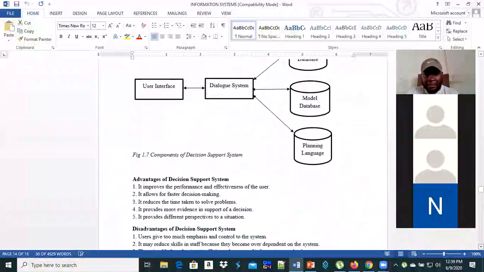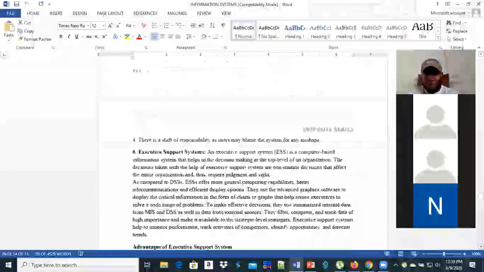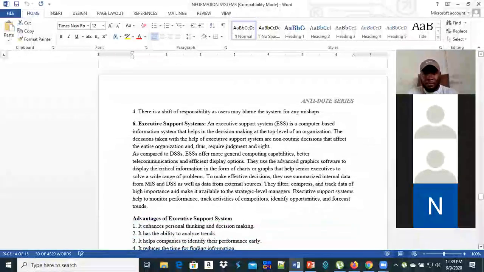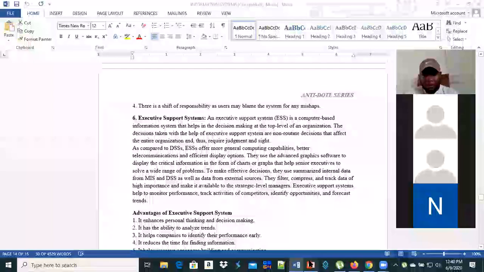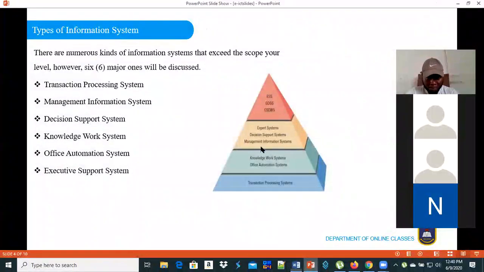So from the management information system, we have the last one for this one, which is the ESS, that is the Executive Support System. The Executive Support System is at the top level of an organization. Look at the pyramid here: starting from here, you have the transaction processing system. They are the basics, the operational level. They are working on the basics.